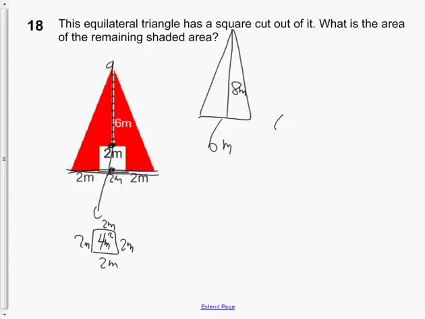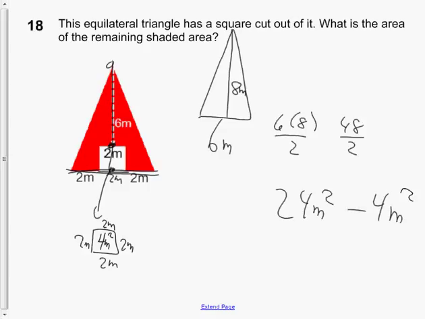So base times height will be 6 times 8 divided by 2, or half of 48, which is 24 meters squared, would be the whole red triangle with nothing cut out. So the red triangle itself is 24 meters squared. Take away that square, which is 4 square meters. I think that's right, isn't it? Yeah. The area of the remaining red would be 20 meters squared. Okay?